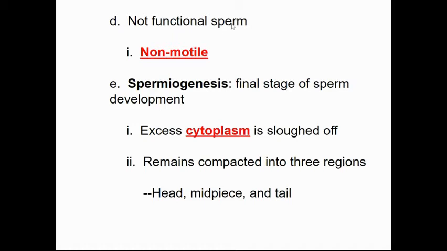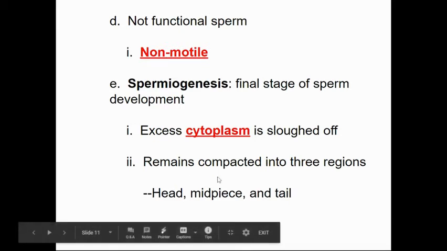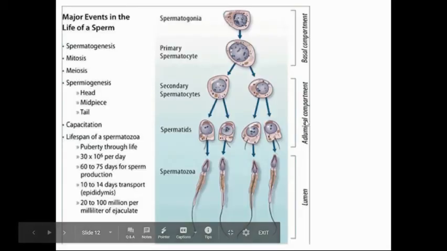But we do have our spermatids. We want to really finish their development. So this is called spermiogenesis. What do they do? They're going to get rid of extra cytoplasm because they want to become streamlined, and they're going to develop 3 areas: a head, a midpiece, and a tail.